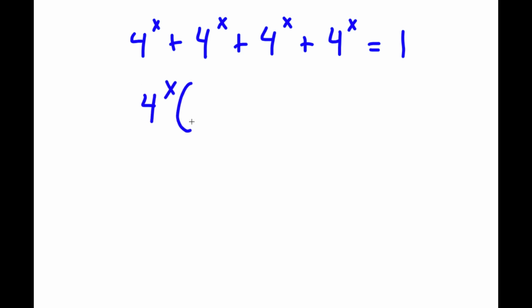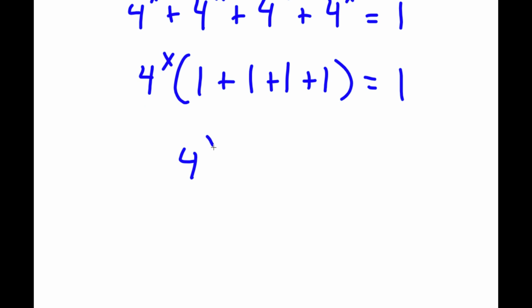So now I have 4 to the power of x times, now 4 to the power of x divided by 4 to the power of x is 1, so I have 4 to the power of x times 1 plus 1 plus 1 plus 1, and this is equal to 1. Now 1 plus 1 plus 1 plus 1 is simply equal to 4. So now I have 4 to the power of x times 4 is equal to 1.